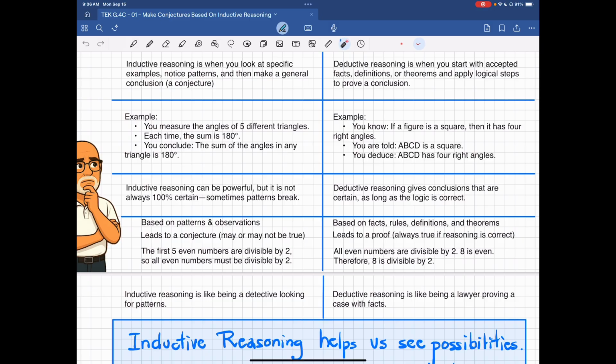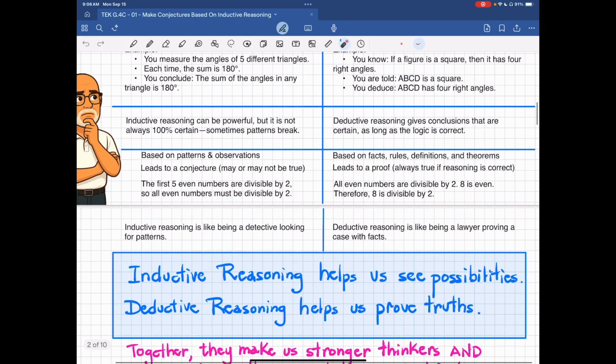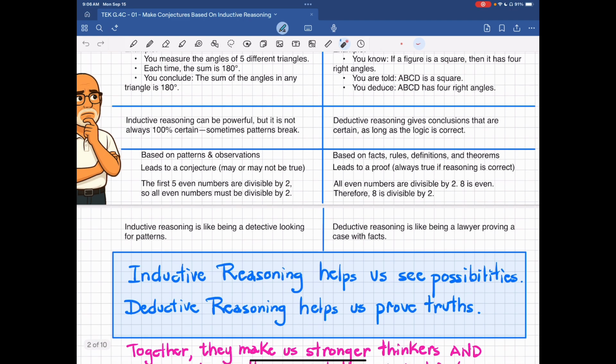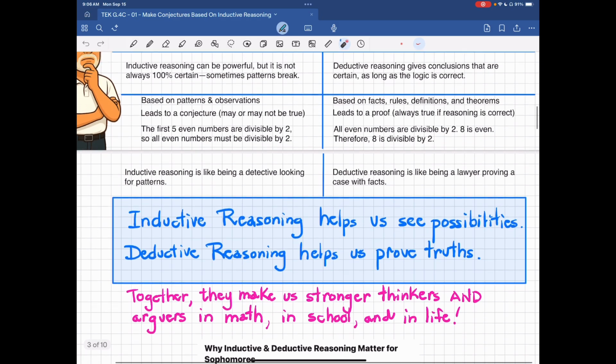Okay? Deductive reasoning, you're like a lawyer. Deductive reasoning is like being a lawyer, and you're proving a case because of the facts that you have accumulated. Okay? Inductive reasoning helps us see possibilities. Deductive reasoning helps us prove truths. I'm trying to hit what inductive reasoning is and deductive reasoning is from all different angles. Together, this makes us stronger, okay?